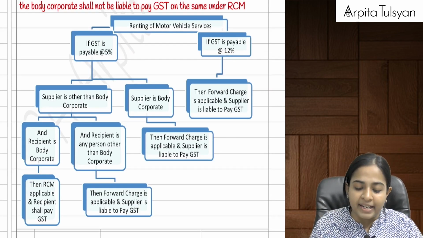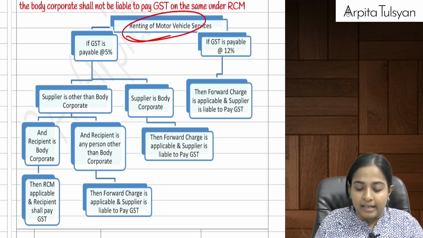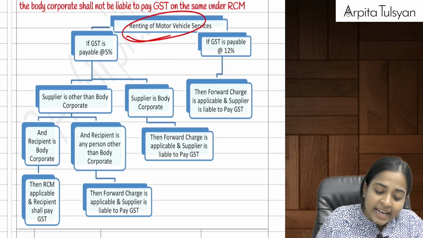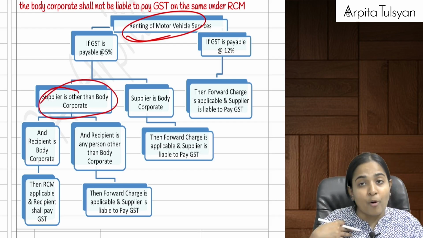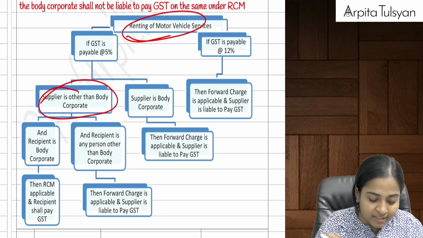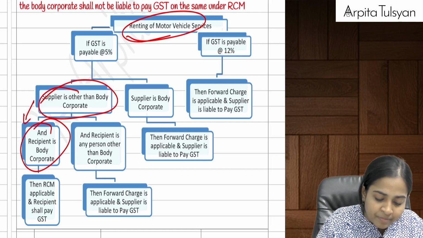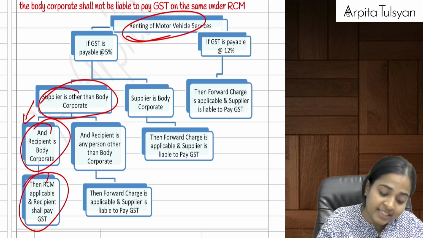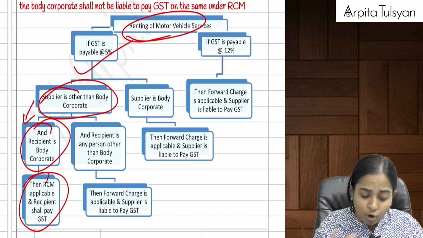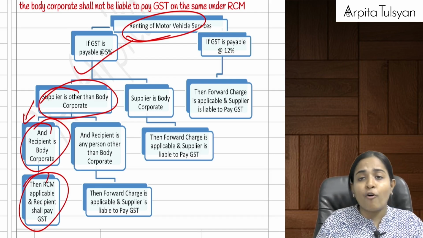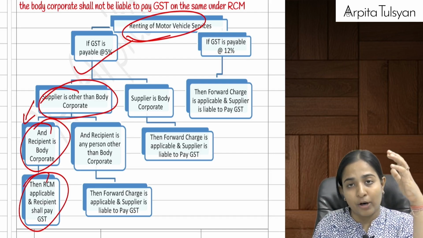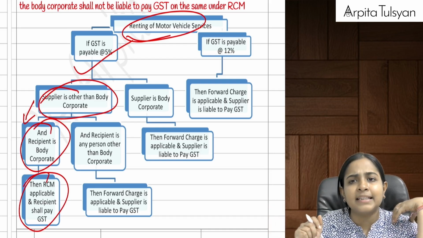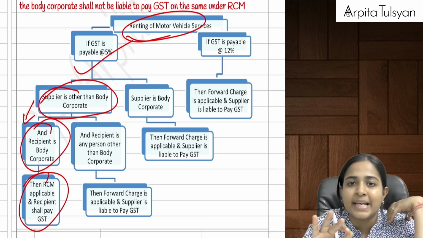Everyone see this summary table. Renting of motor vehicle. If the supplier is other than a body corporate, a non-corporate providing services to a body corporate, then in that case RCM is applicable and the recipient shall pay GST at the rate of 5%, normal point. Okay, what if the supplier is other than a body corporate and even the recipient is other than a body corporate? Can I say again RCM is not applicable?